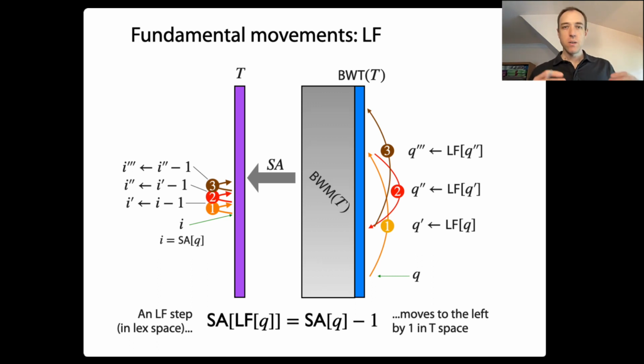Okay, so for an LF movement in lex space, there's a corresponding predictable incremental step movement in t space. That's just the nature of the LF mapping. That's what it's doing, and that's also why it's useful to us here with our sampling procedure. We need to know that if we iterate the LF mapping by 1, we move to the left by 1 with respect to t.